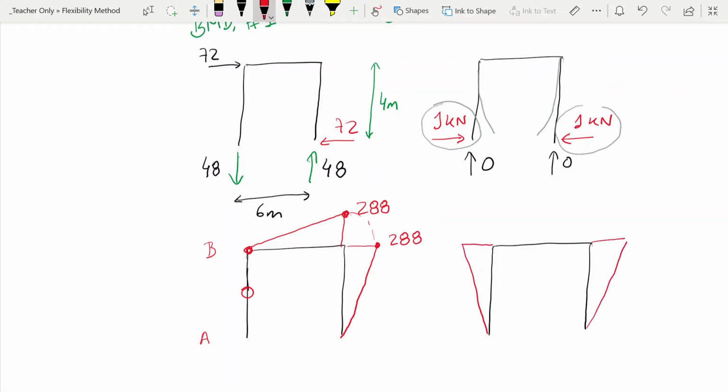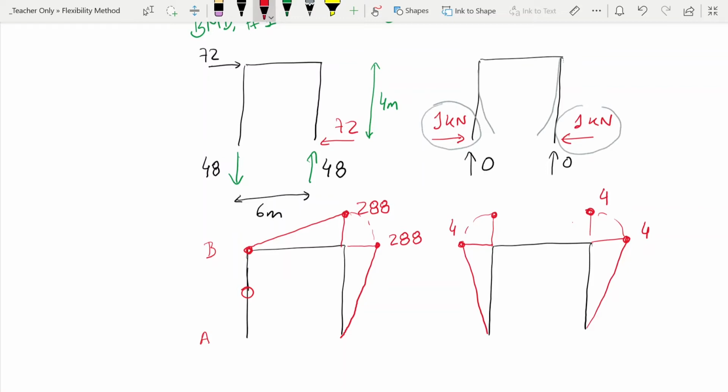So tension on the left for the left column, and tension on the right for the right column. The total value of the moment is 1 times 4, 4 being the height of the columns, so that means this value here is 4, this value here is 4. If we transfer this outside, those two values also have to be 4, and now we're thinking, how can we connect these two dots?